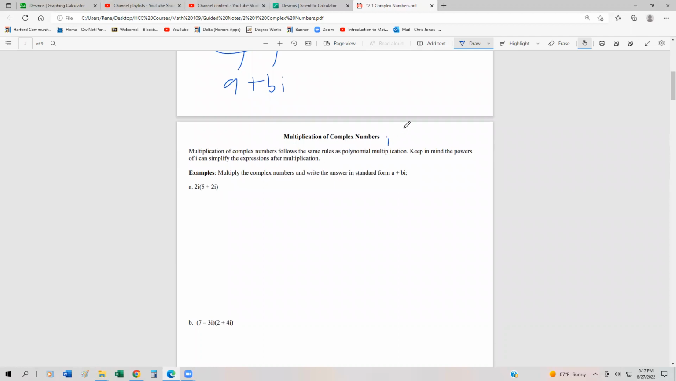And remember that i times i, so if I was to multiply two i's together, i times i is going to be i squared, which is -1. So don't forget about that rule. So let's just go ahead and multiply.